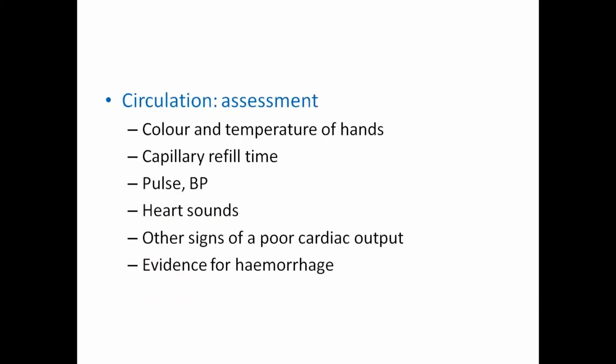In terms of circulation, you will have your pulse and blood pressure provided by the nursing staff. In terms of my assessment, I'll be looking at the colour and the temperature of the patient, assessing their capillary refill time, both peripherally and centrally, looking at their JVP and listening to their heart sounds. I would also look at other surrogate signs of a poor cardiac output, and in essence those are urine output if you've got a catheter, or a urine output chart to assess, but also a patient's level of consciousness. And the other thing just to consider at this point is whether there's any evidence for hemorrhage.